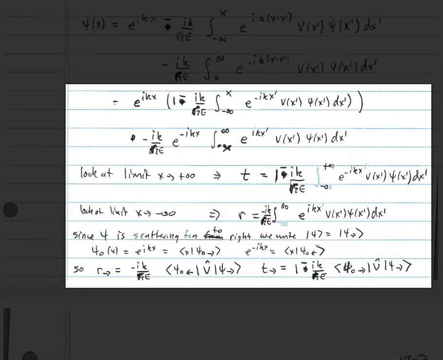All right, so since psi is a scattering function to the right, we often like to indicate that in the ket. So we'll often write ket psi is equal to ket psi with a horizontal arrow pointing to the right. And then we'll write the psi 0 if it's e to the ikx as ket psi 0 with the right arrow, and e to the minus ikx is ket psi 0 with the left arrow. And then what you find is we would write r right arrow is minus ik over 2e, psi 0 left arrow, v hat psi right arrow, and t right arrow is 1 minus ik over 2e, psi 0 right arrow, v psi right arrow. Okay?